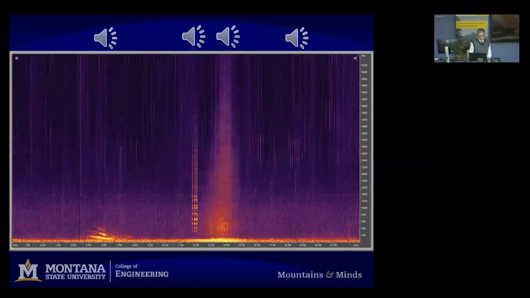The other sound over here that has this repeated Morse code pattern, let's listen to that. So, a train, obviously, the train horn.